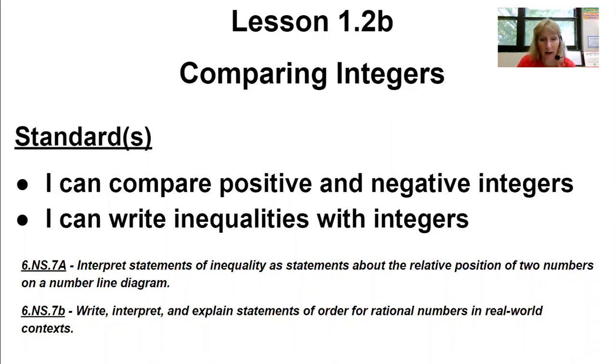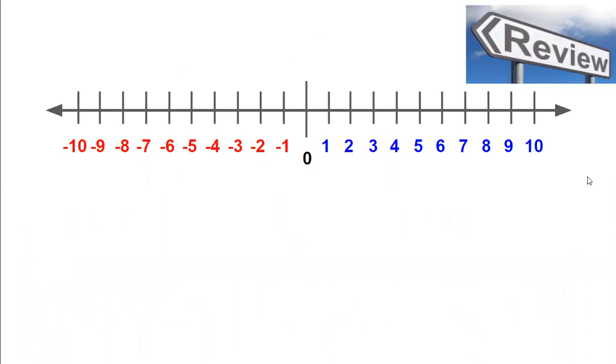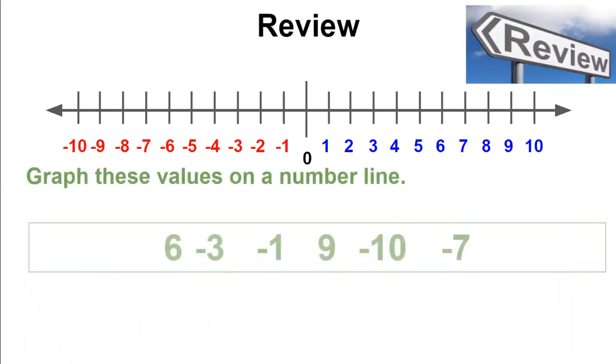We did a lot of that last lesson where we ordered our integers. Today we're going to focus more on the comparison. I'm going to shrink myself down here and we will get going. Here's our number line. Let's do a little review from our last lesson. Graph these values on the number line. So you're going to graph 6, -3, -1, 9, -10, -7. Feel free at this time to pause the video, draw yourself a number line, and graph these points.